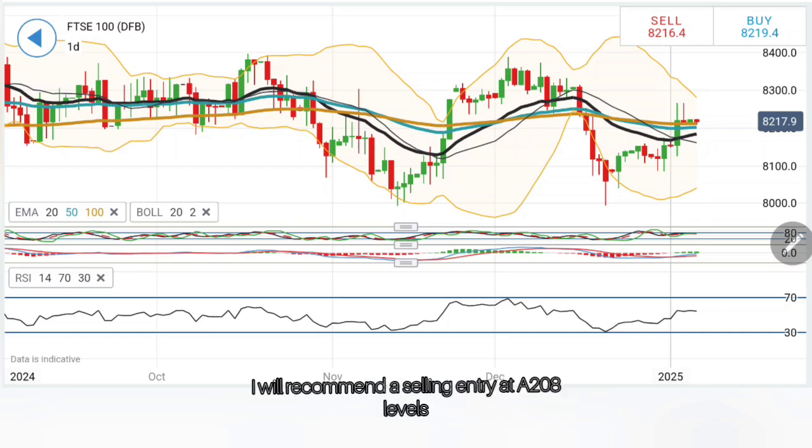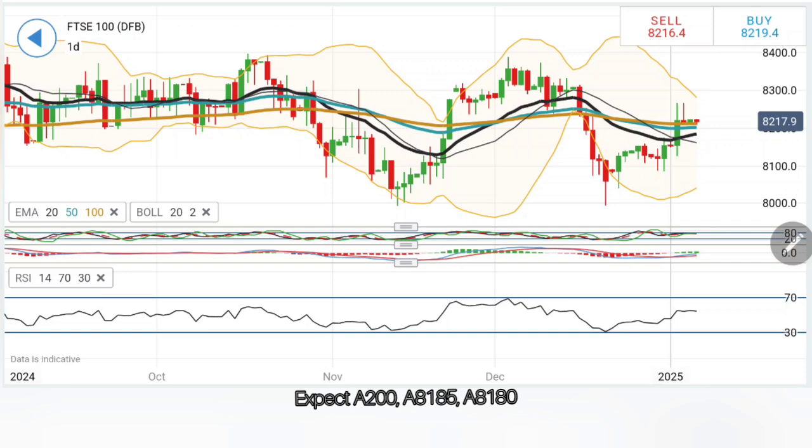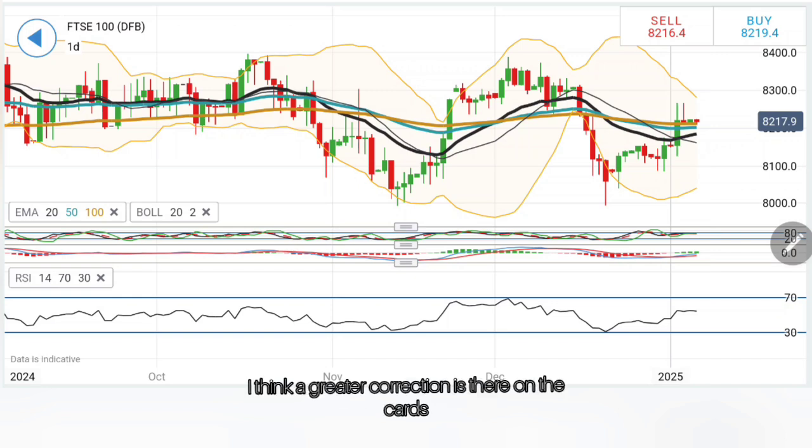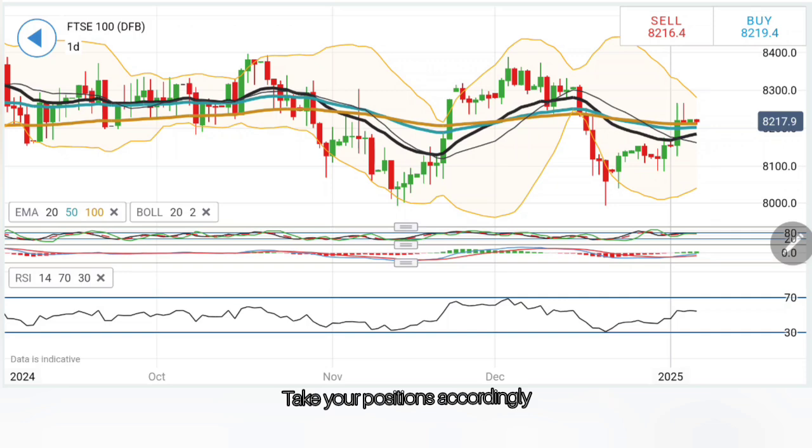On the downside, I will recommend a selling entry at 8208 levels. Expect 8200, 8185, 8180. 8180, 8185 should be a very good support. Below this, expect 8165, 8140, and below 8140, I think a greater correction is there on the cards. Take your positions accordingly.